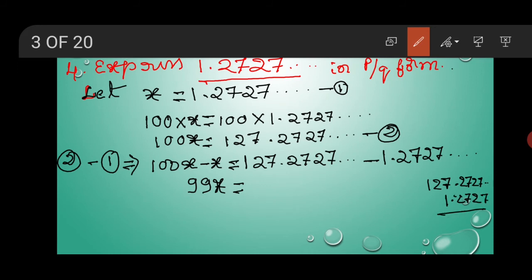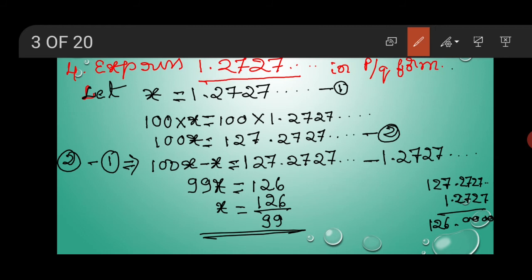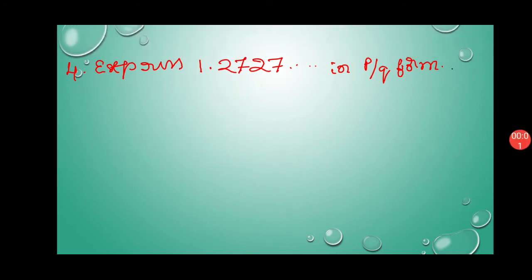See, after the decimal point nothing will remain. So 127 minus 1 is equal to 126. So this is equal to 126. So x is equal to 126 divided by 99. So the P by Q form of.